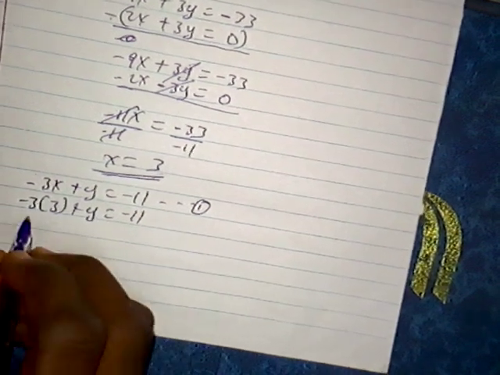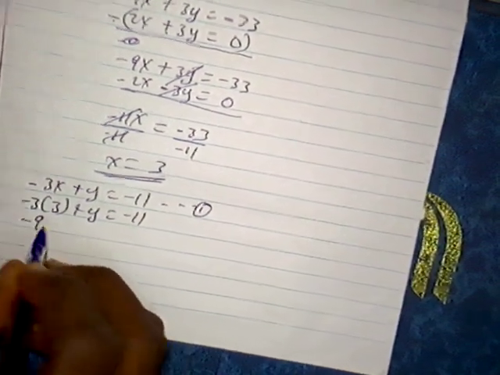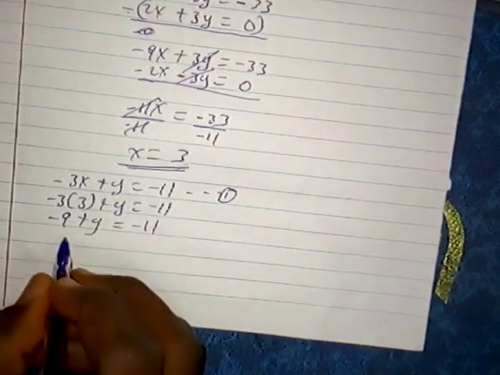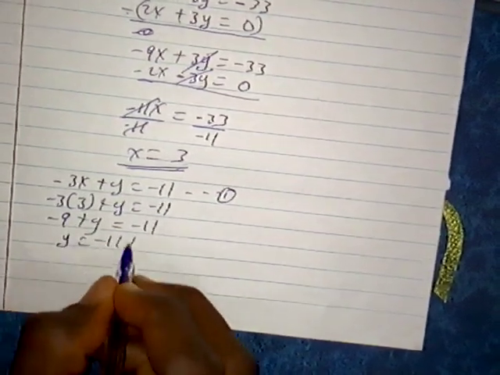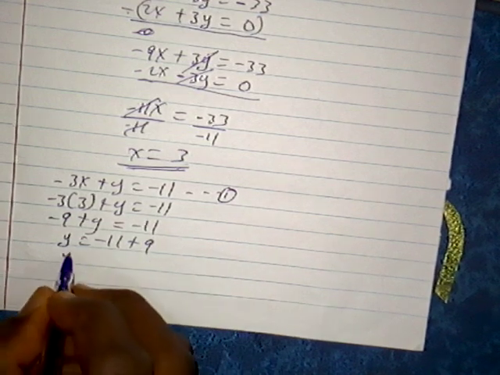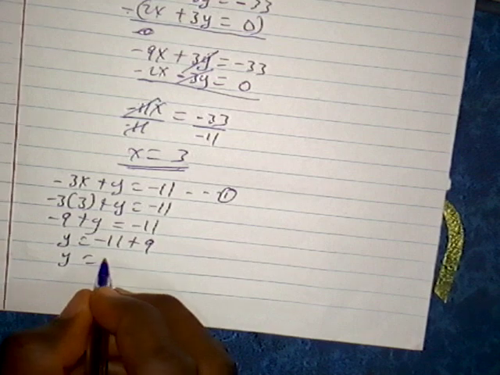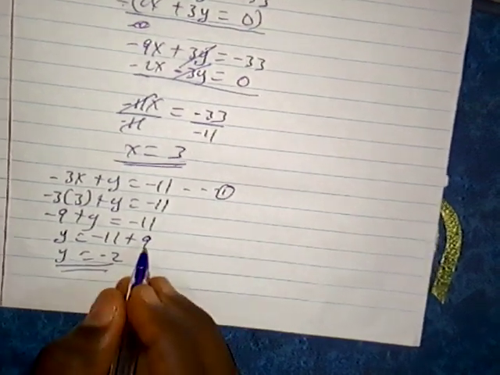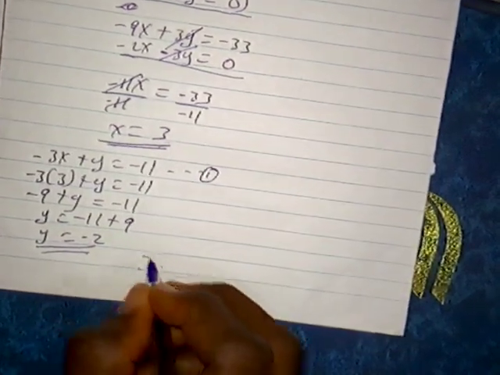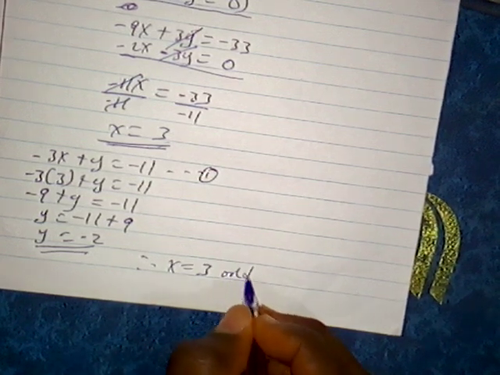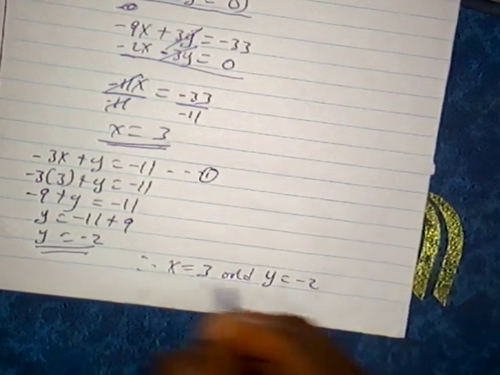Minus 3 times this, we are going to have minus 9 plus y is equal to minus 11. So y is equal to minus 11 plus 9. Y is equal to what? Minus 11 plus 9 is minus 2. You see? Therefore the value of x is equal to 3 and the value of y is equal to minus 2.